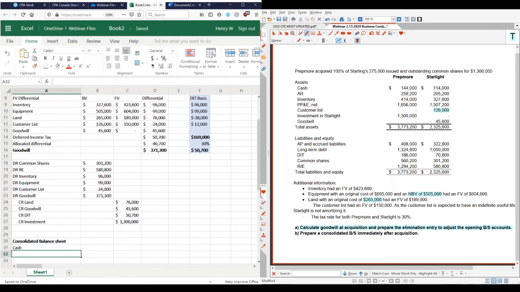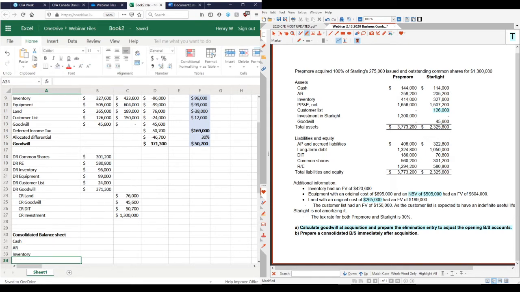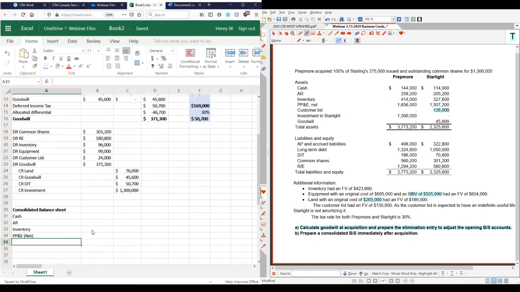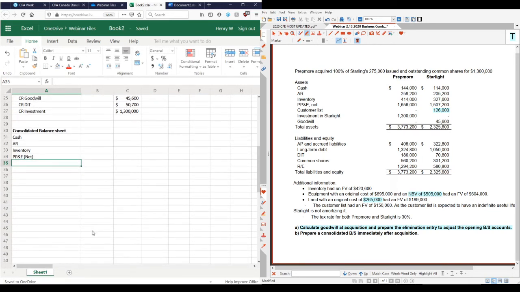Cash, AR, inventory, PP&E net, customer list, investment in Starlight, goodwill, total assets.